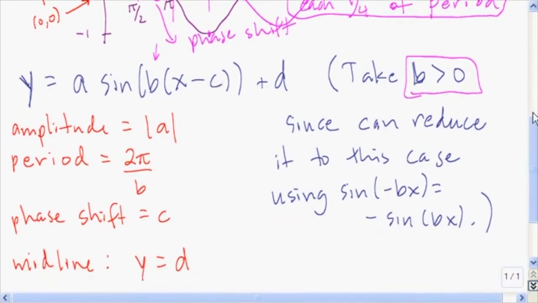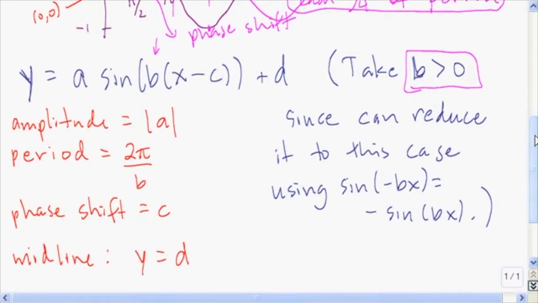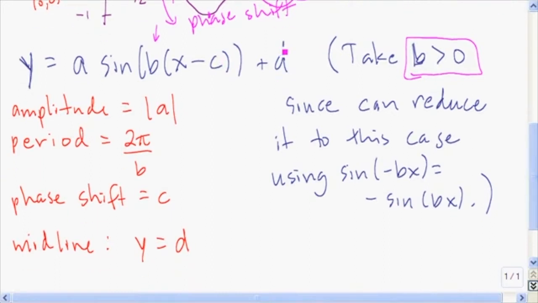If c is equal to 0, then there is no phase shift. And then finally, this d value on the outside is going to be cutting our graph in half. So basically, we're going to be doing everything relative to this midline, y equals d. All right, so press pause and make sure you have all this down in your notes.